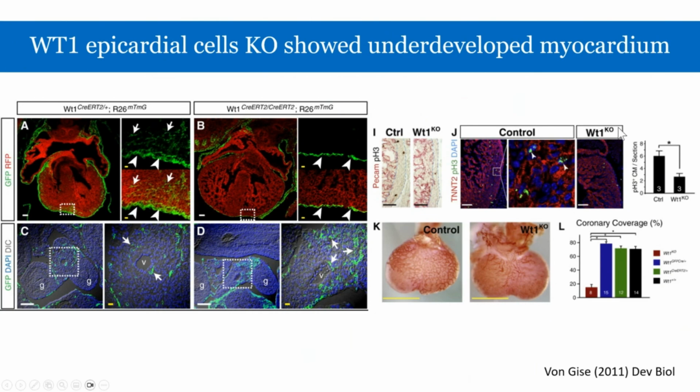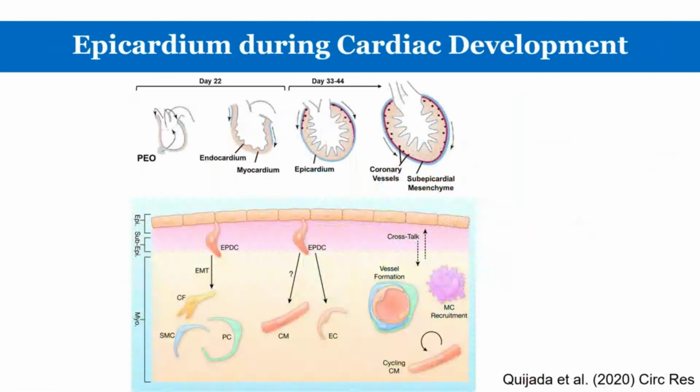Here the data shows that the proliferating cardiomyocytes are much fewer in the knockout. And when we look at the coronary artery coverage in the embryos, the vessels are also much fewer in the WT1 knockout. So that means epicardium formation is very important for myocardial proliferation and compaction, and also for blood vessel formation in the early stage.